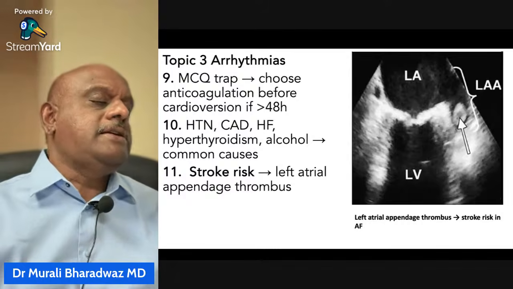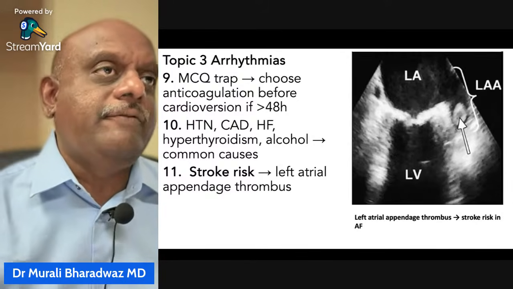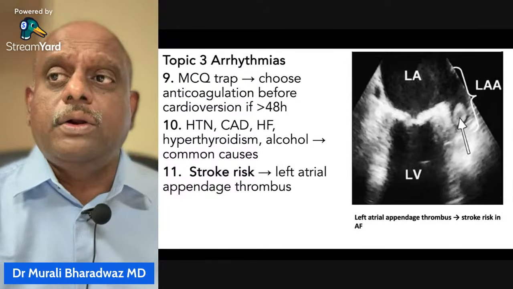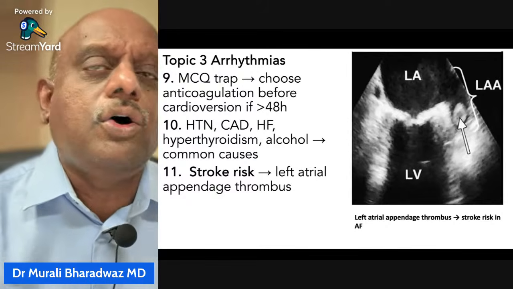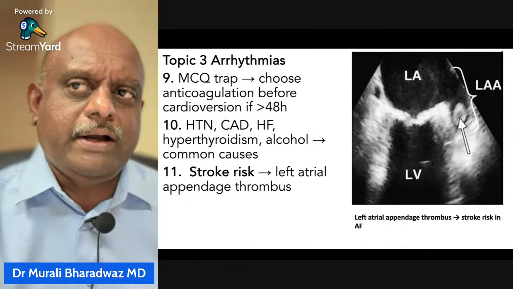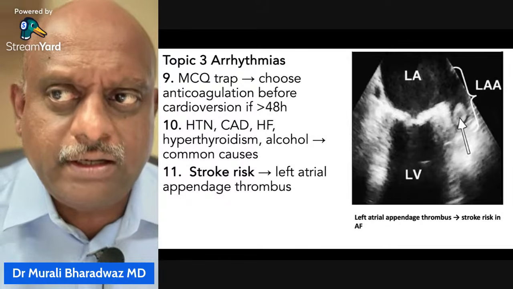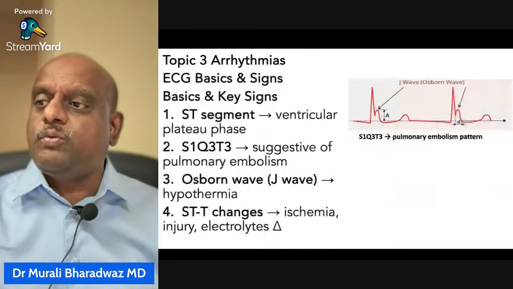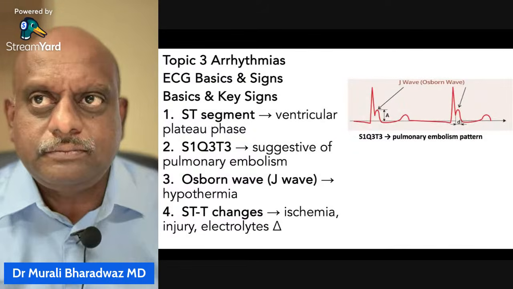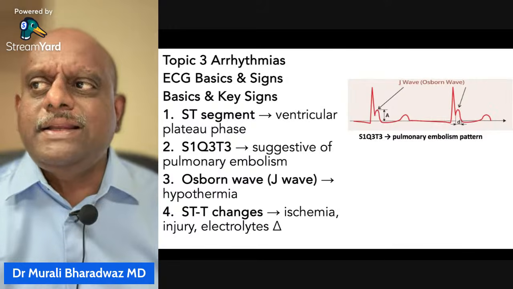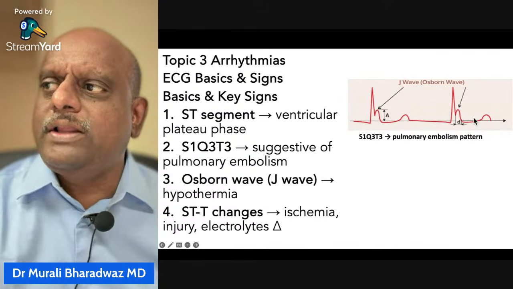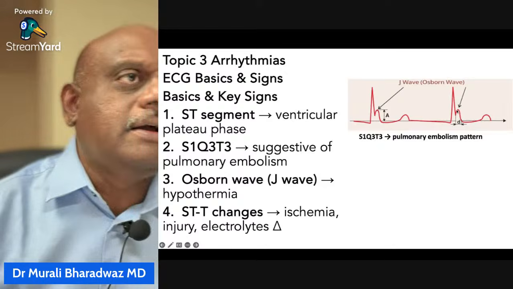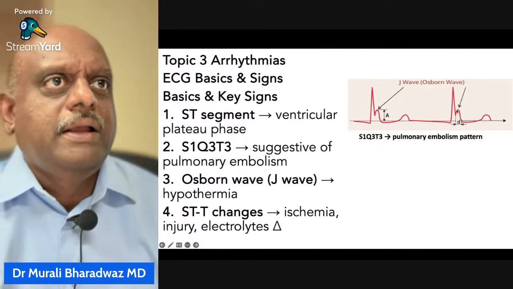So quickly, when the examiner asks what are the causes of atrial fibrillation: hypertension, coronary artery disease, heart failure, hyperthyroidism, and alcohol need to be remembered as responsible for atrial fibrillation. Now, a few basics in ECG you need to know. ST segment: what is a segment and what is a wave in ECG, doctor?